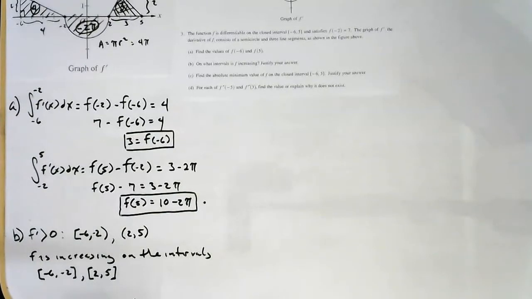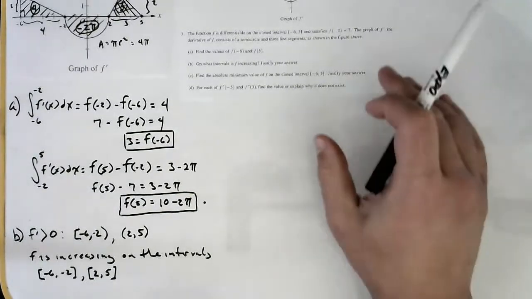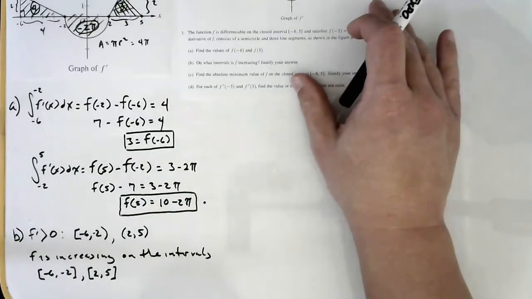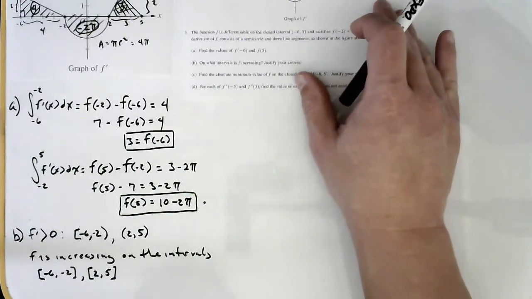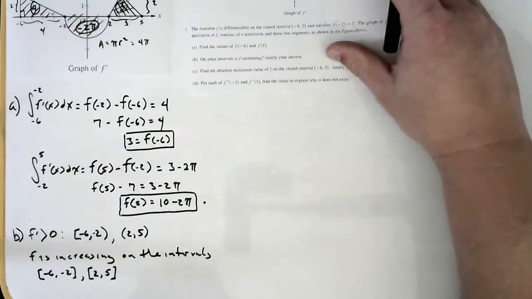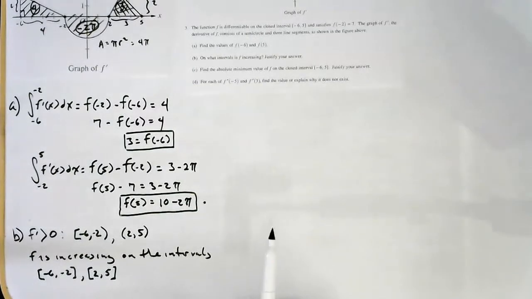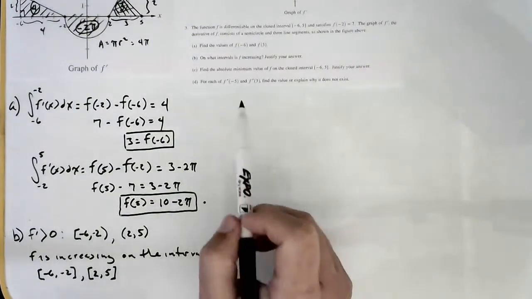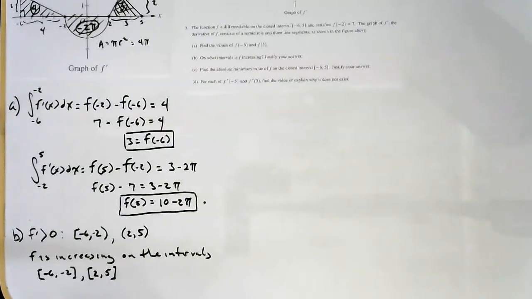Now let's move on. Part C says, find the absolute minimum value of f on the closed interval from -6 to 5. In order to figure out the absolute minimum, you should be thinking critical numbers. Critical points give us our peaks, valleys, flat spots, that type of thing. In order to get your critical numbers, you have to set your derivative equal to 0. And since it says absolute minimum, we're also going to have to check our endpoints.